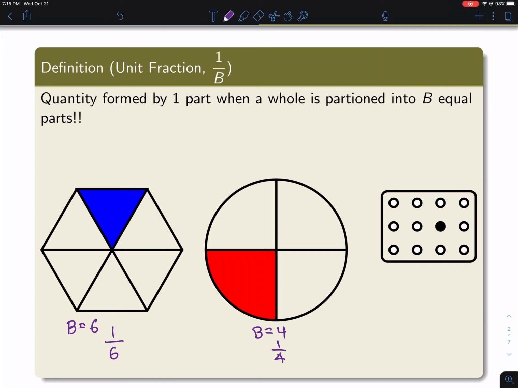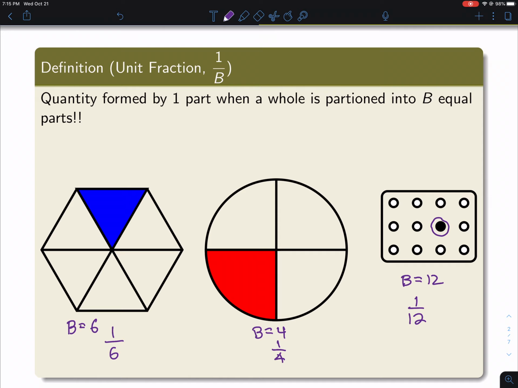And so now notice in the last one, I only have one that's actually colored in. So all these ones that are open circles are just letting you know what the total number is, but the only one that's actually colored in is that 1. So again, in this case, our B would be 12 since we have 12 circles in there total. But since only one of them is colored in, as a unit fraction, this would look like 1 over 12 in this case.